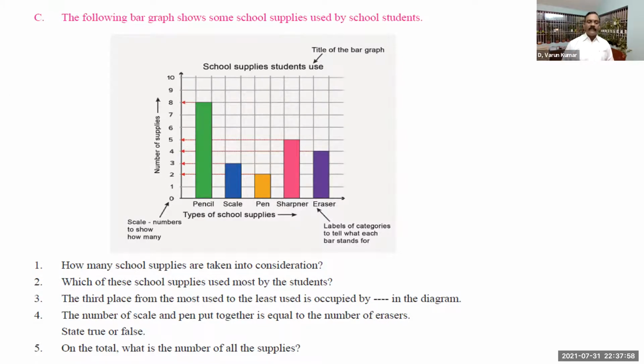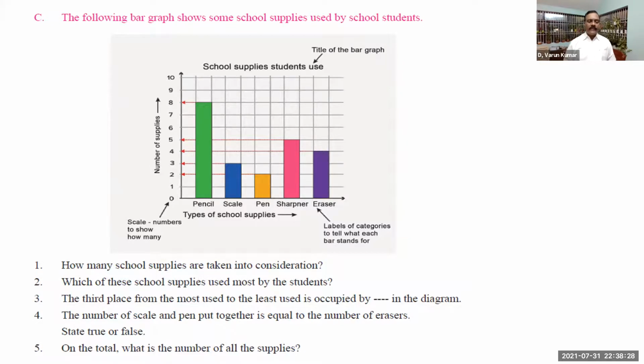How many school supplies are taken into consideration? Pencil, scale, pen, sharpener, eraser. There are 5. These are the 5 supplies. So how many school supplies? 5 school supplies are taken into consideration in this bar diagram. Next, which are these school supplies used most by the students? Look at the bar, the graph is at the top, 8. So what is it? Pencil.